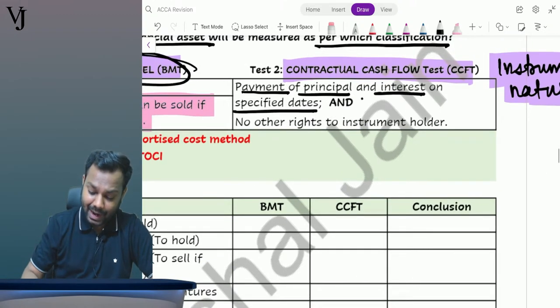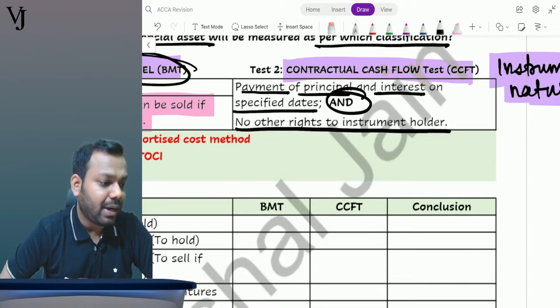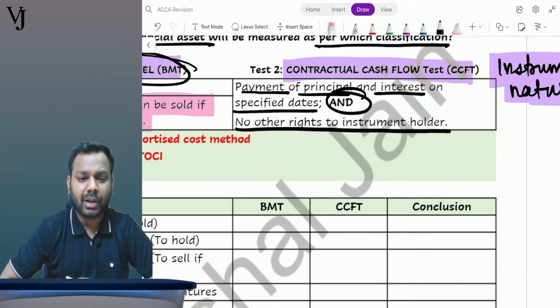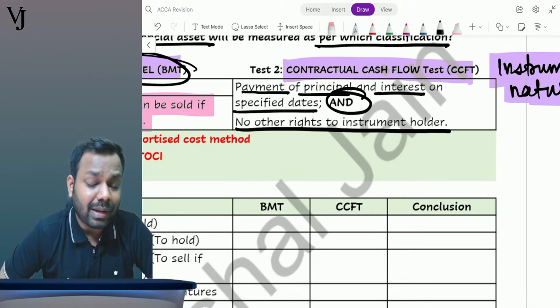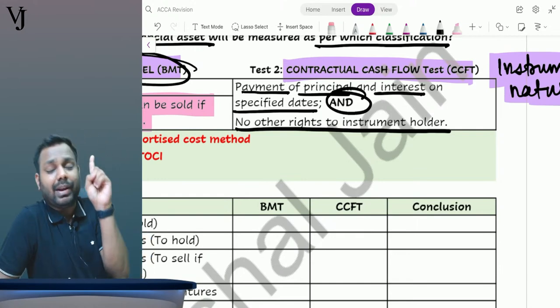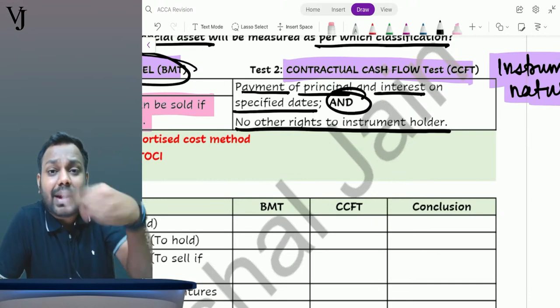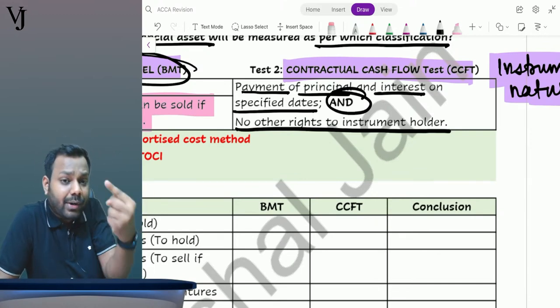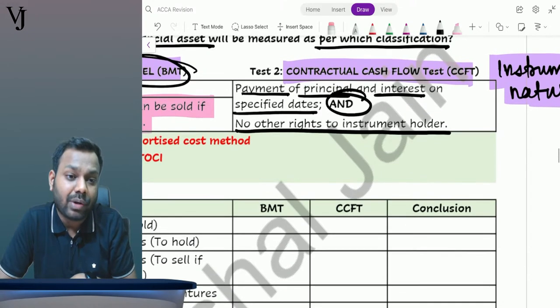The second condition is that there is no other right to the instrument holder. What is the meaning of no other right to the instrument holder? Now let's suppose I invest in convertible debentures. In the debentures, definitely I'll get principal and interest on a specified date, but it has some other right. It has a right to convert also. So again, the contractual cash flow test fails.